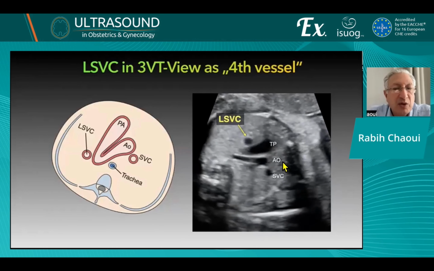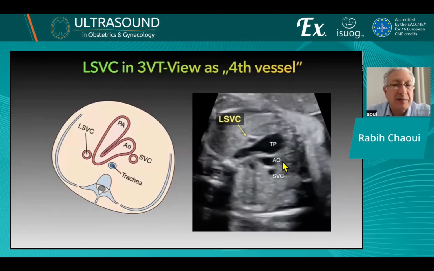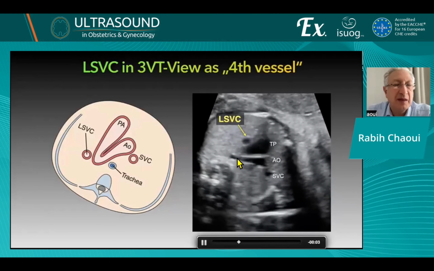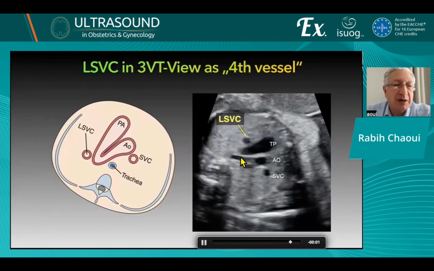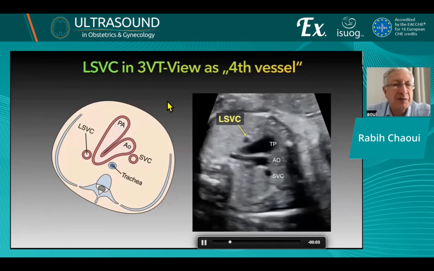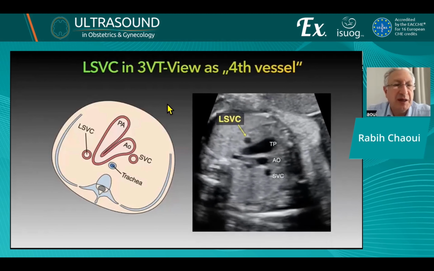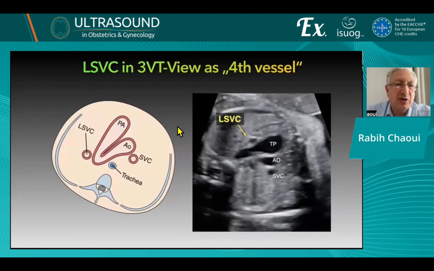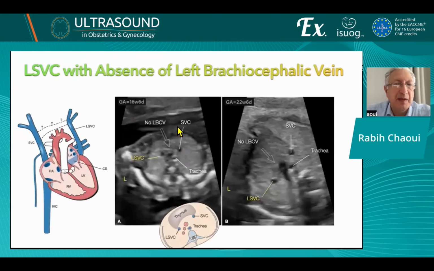But look also at this interesting case, because it also shows you a narrow aortic arch, which is a hint of a coarctation of the aorta. Now, you know that this condition is highly associated with the presence of aortic coarctation, even if you don't see it antenatally. So always consider this condition when you see an LSVC.